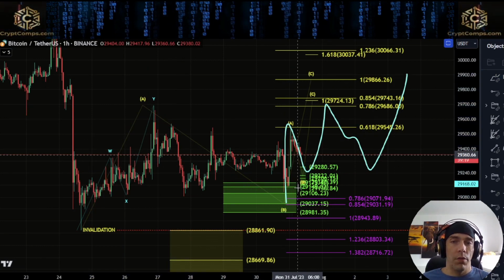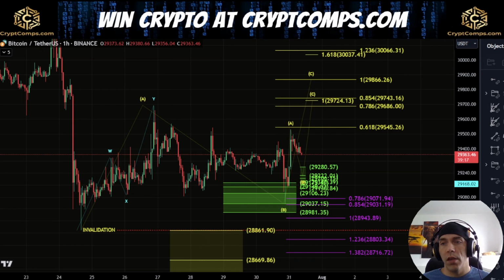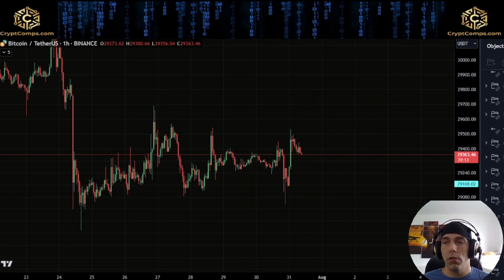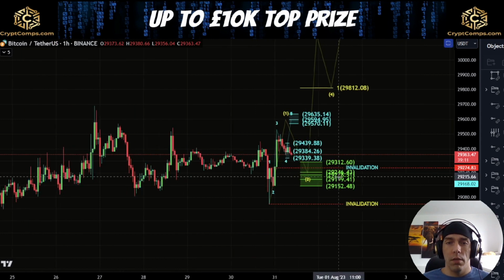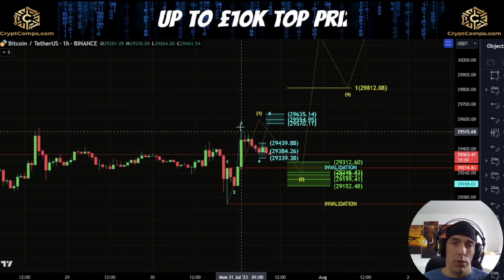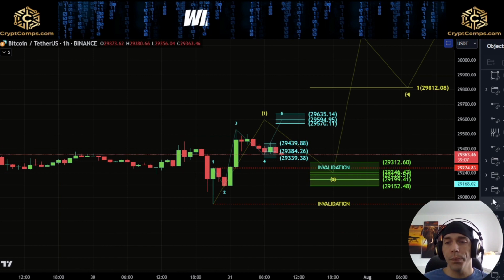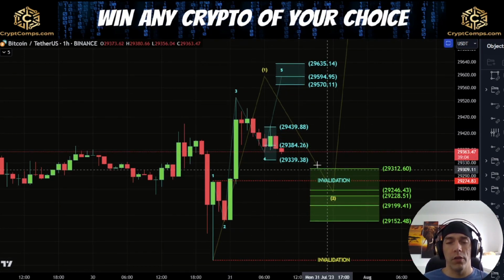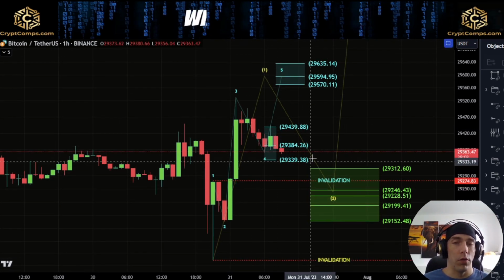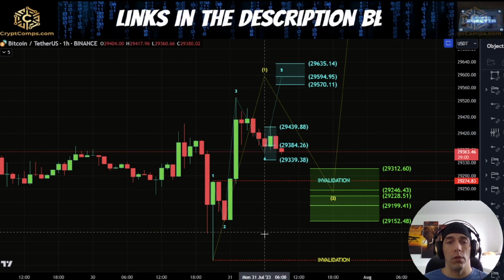If this is going to become a 5-wave move, what I would be anticipating here is something more along these lines, where what we would be looking for in the shorter term here is the idea that this is actually 1, 2, 3, 4, and 5. Now, this is valid for as long as we actually hold this 29,339 to this 29,439 area.